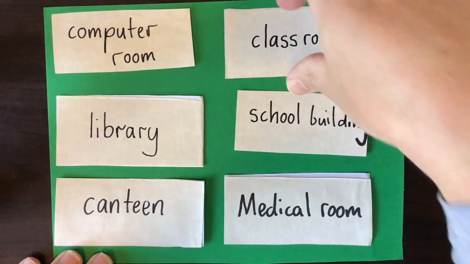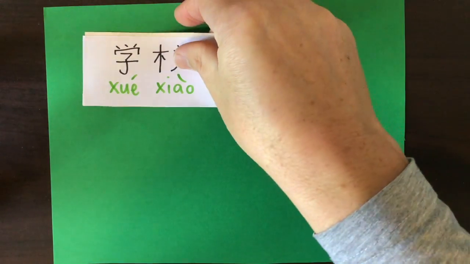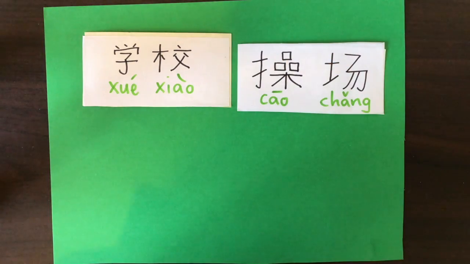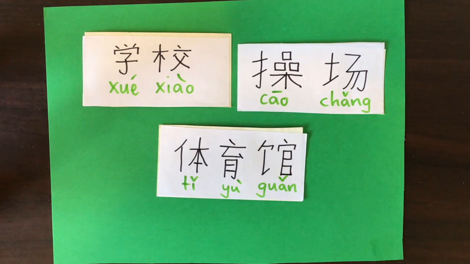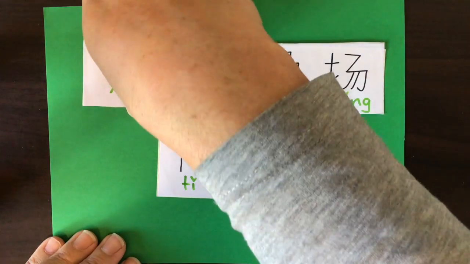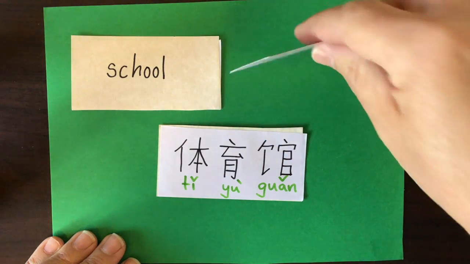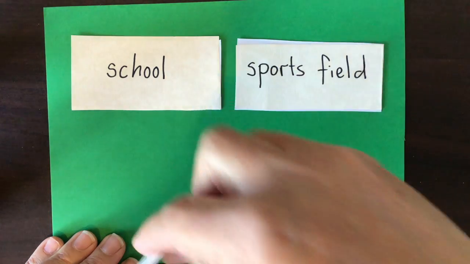How did you go of those? I've got a few more. 学校, 操场 and 体育馆. These are: 学校 is school. 操场 sports field. 体育馆 is gymnasium.